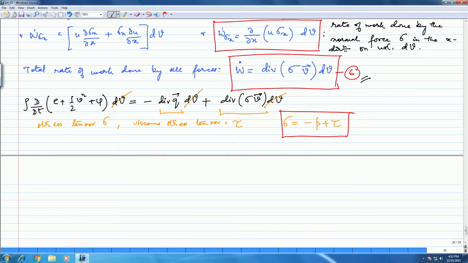Okay. So therefore, this is the equation. Let me write this out. What we get from here is rho d dt of this, okay.